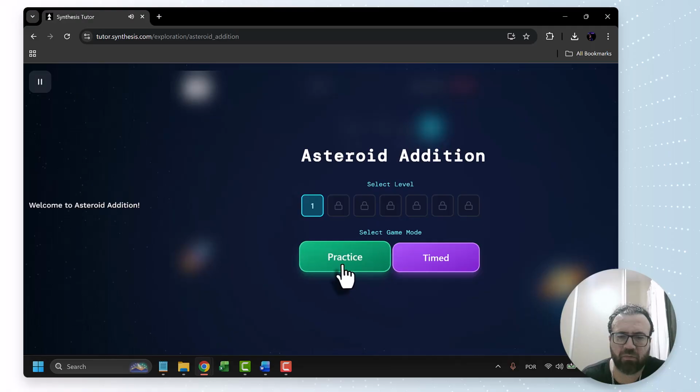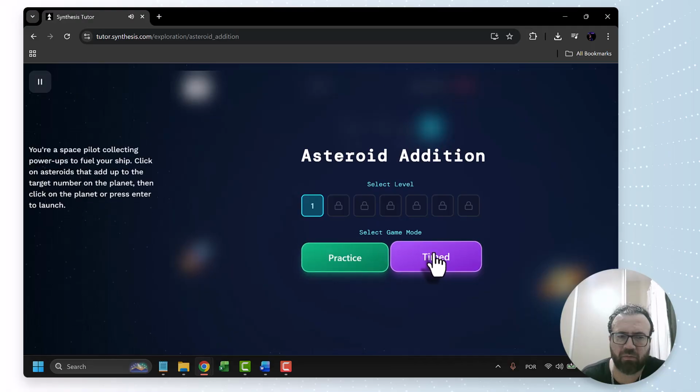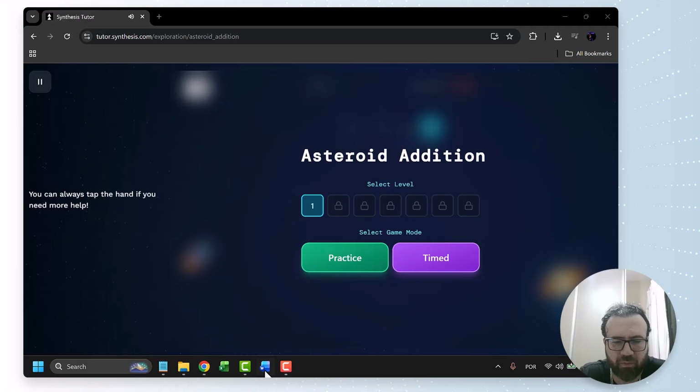Welcome to Asteroid Edition. You're a space pilot collecting power-ups to fuel your ship. Click on asteroids that add up to the target number on the planet. Then click on the planet or press Enter to launch. You can always tap the hand if you need more help.